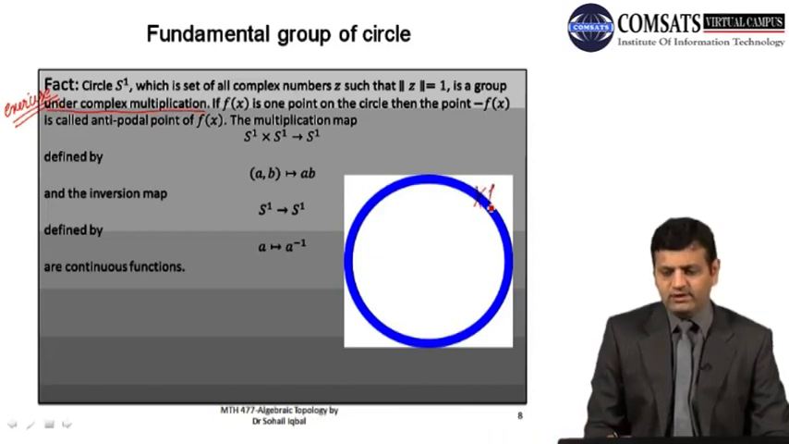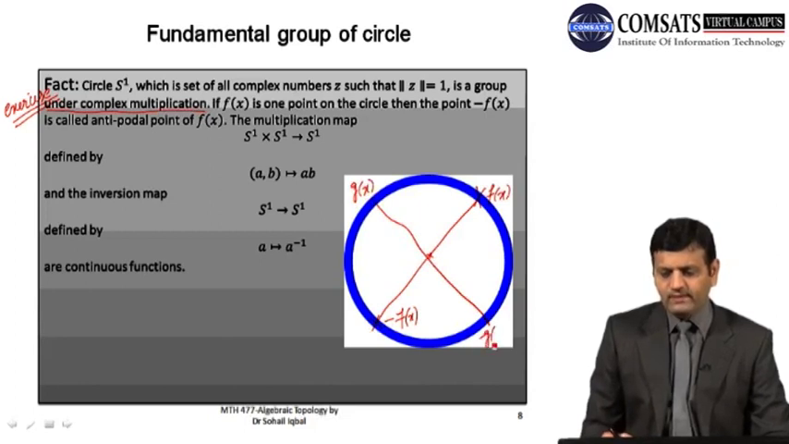So let's say this is the point f of x, then this point is the antipodal point. In other words, this line joining f of x and minus f of x passes through the origin, so at one end of these two points I have f of x, and at the other side I have minus f of x. So these are antipodal points. Similarly, take a line passing through the origin, and let's say this value is g of x, then this value is minus g of x, and these are antipodal points.